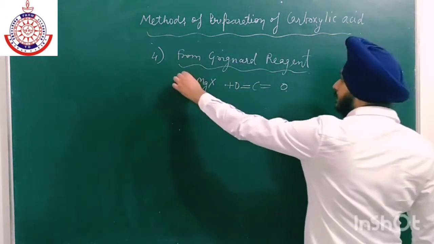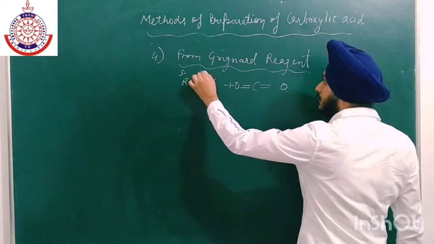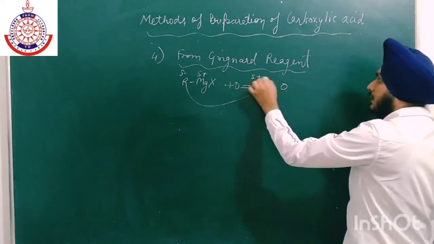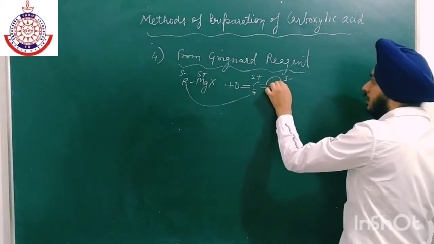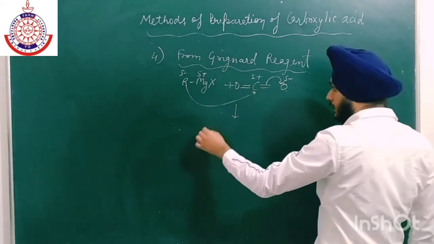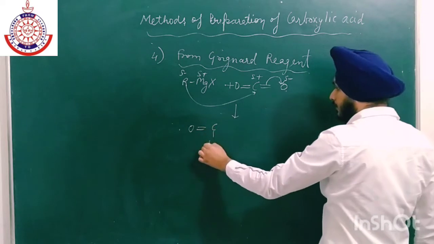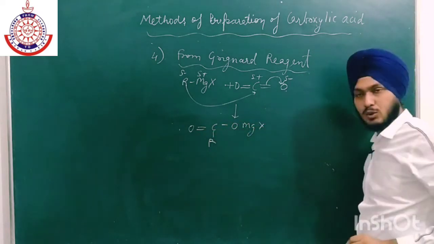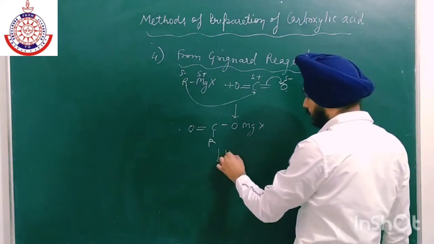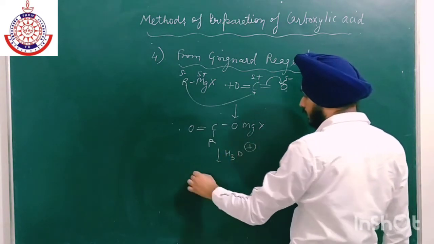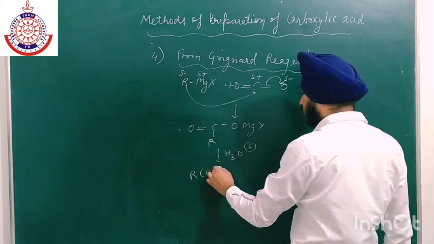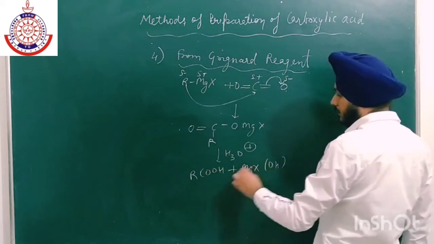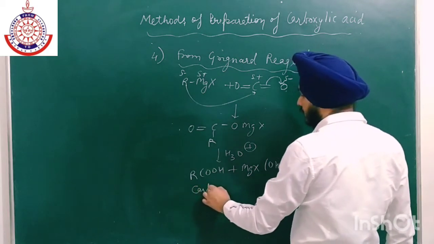Now this will act as a nucleophile, and this is positive. This nucleophile will attack on this carbonyl carbon which is electron deficient, and this bond will shift over here, and we will get OCROMgX. Now do the hydrolysis. On hydrolysis we will get RCOOH plus MgXOH. This is the carboxylic acid which we will get.